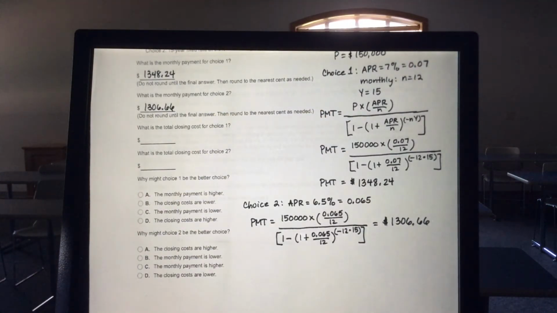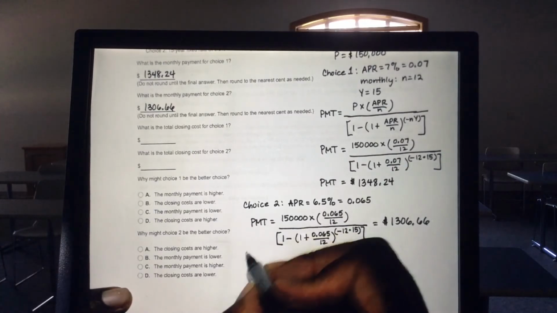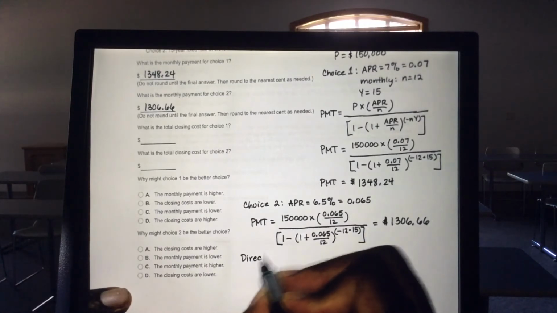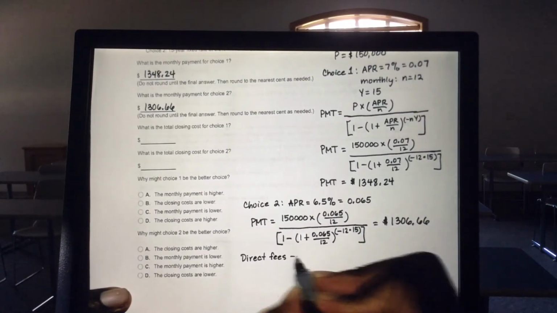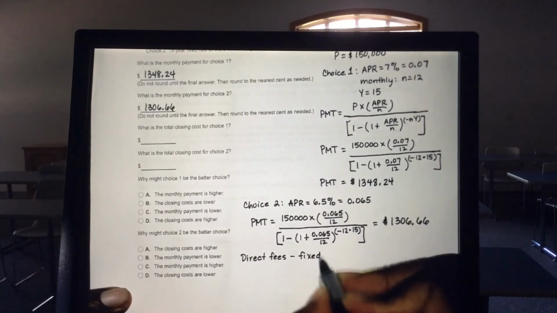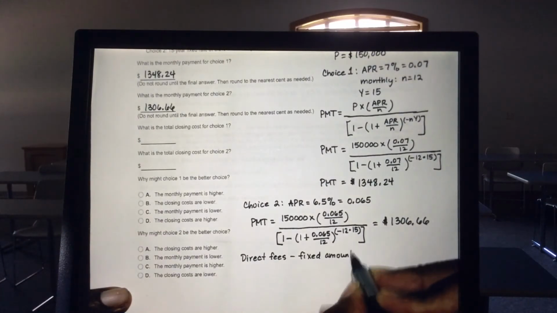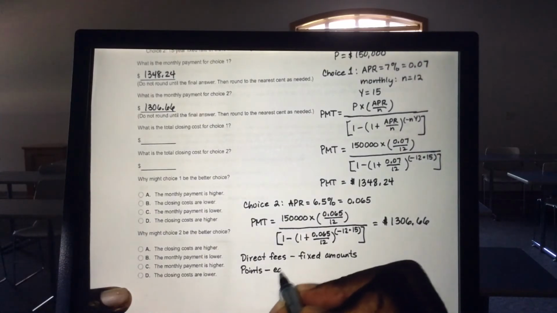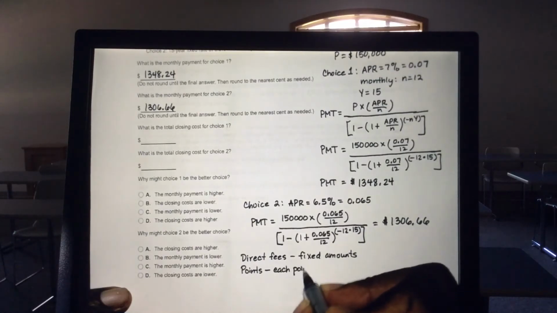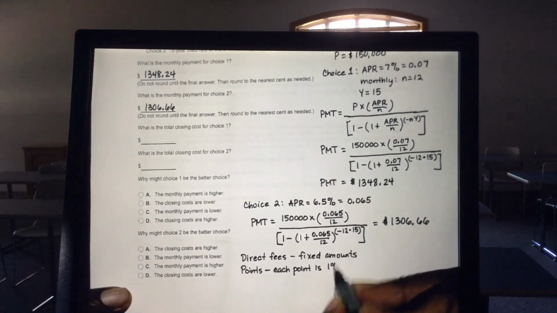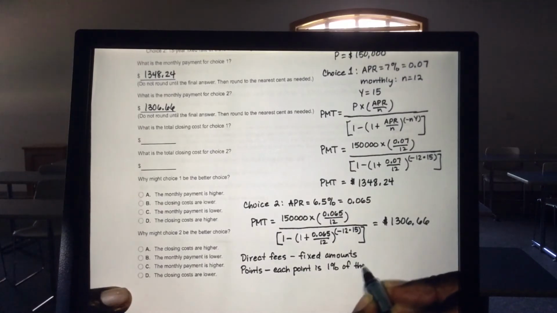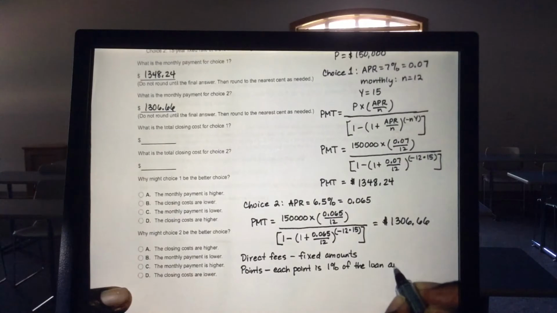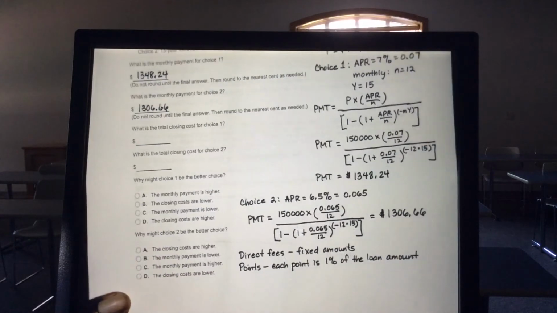What would be the total closing cost for choice 1? Now let's think about this for a moment. We have direct fees. Those are your fixed amounts. And then you've got points here. Now keep in mind, as I mentioned earlier, each point is 1% of the loan amount.